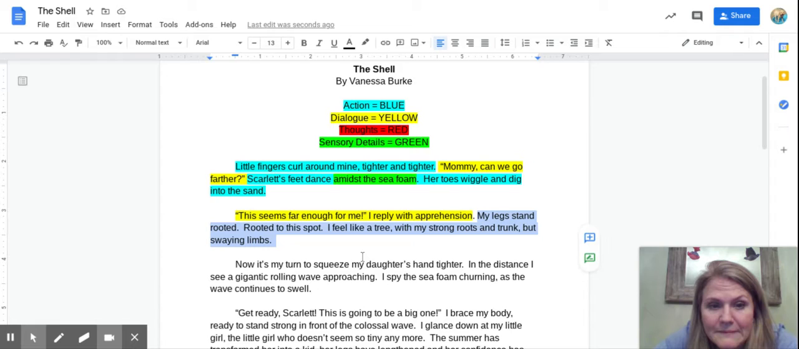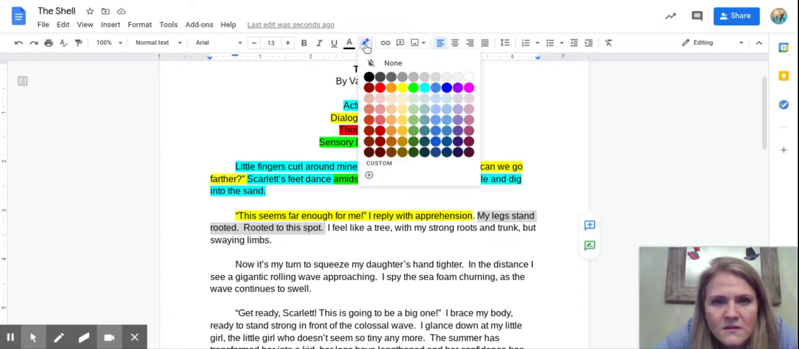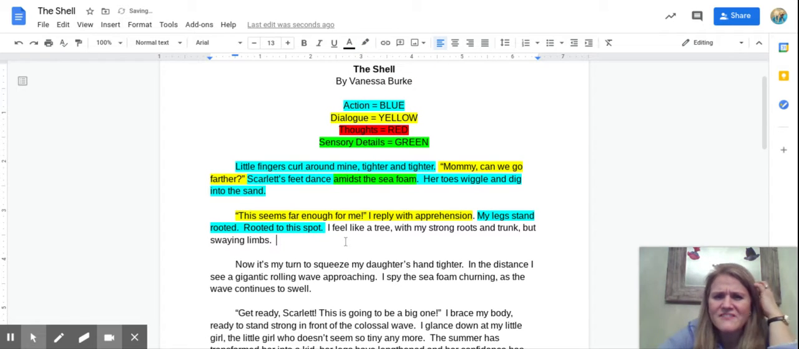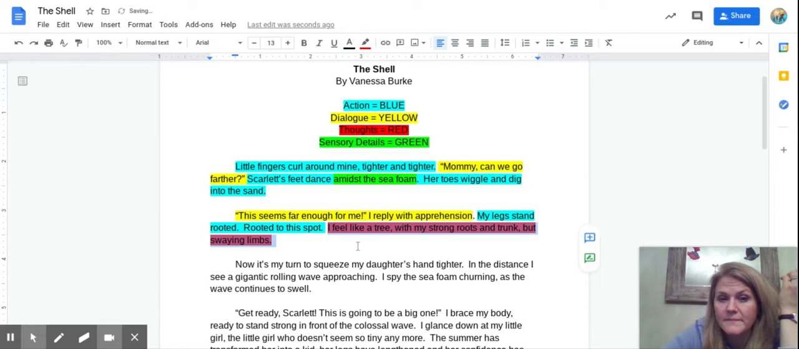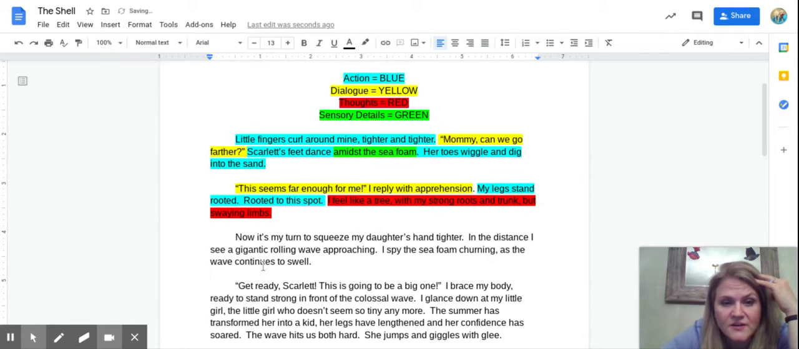So here I'm kind of thinking that my legs stand rooted to this spot, hold on, my computer's a bit lagging here. Okay, my legs stand rooted to this spot. That seems to be action, right? Because my legs are standing. So that's definitely action. But then I feel like a tree with my strong roots and trunk, but swaying limbs. I'm going to put that in red because that seems to be what I was thinking in the moment of my story. Now it's my turn to squeeze my daughter's hand tighter.